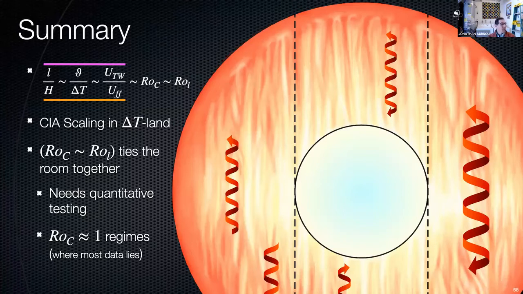And we really haven't done any quantitative testing at all, but that will be of interest. Furthermore, these are really two end member cases, Ro_C either really small or Ro_C really large, but almost all the data lies in the Ro_C ~ 1 regime. So we really can't talk about the intermediate regimes where almost all our actual data exists. So there's much more to do there.